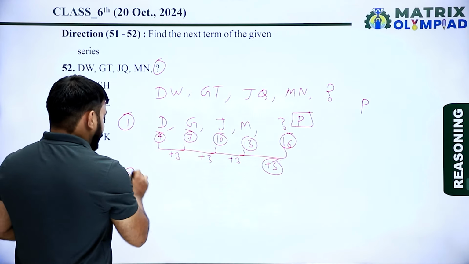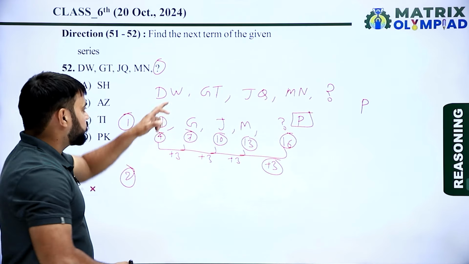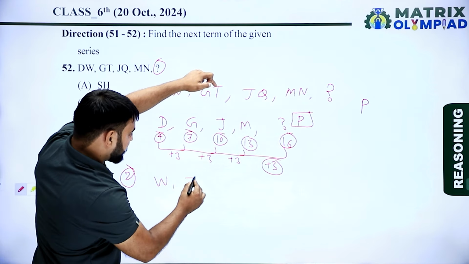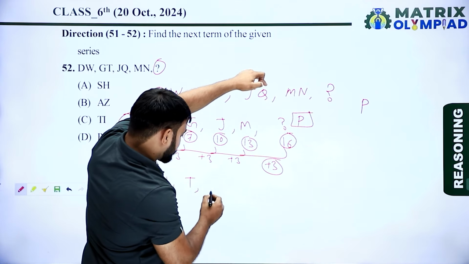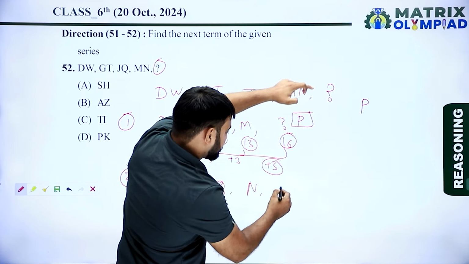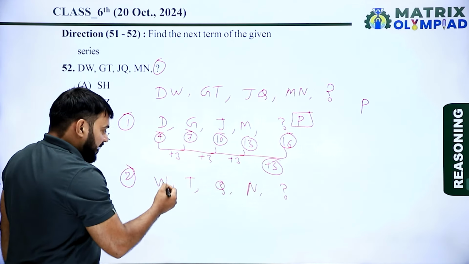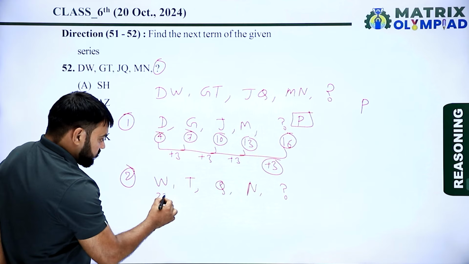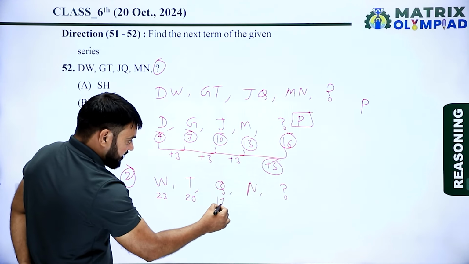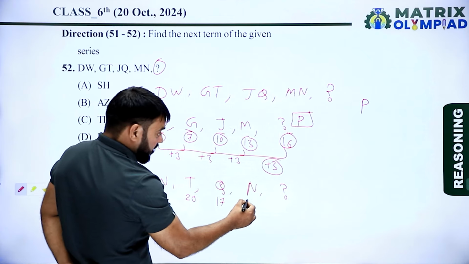Now take the second alphabet of each term. The second alphabet of the first term is W. The second alphabet of the second term is T. After T next is Q. After Q next is N. After N the next is missing. The place value of W is 23. The place value of T is 20. The place value of Q is 17. The place value of N is 14.